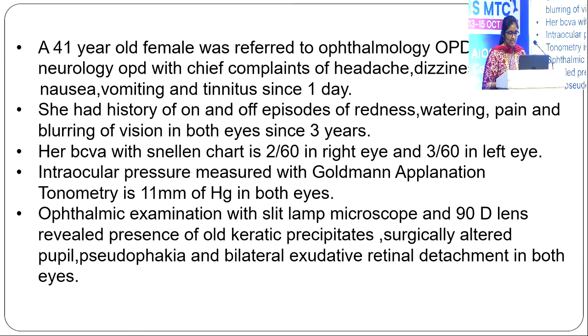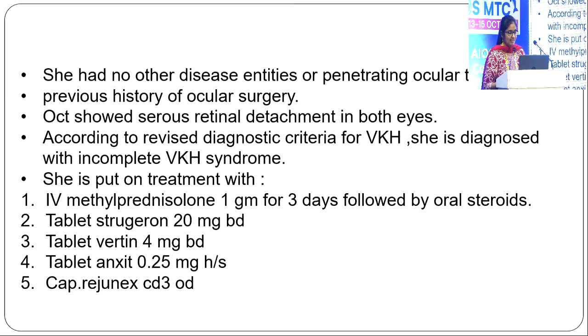Ophthalmic examination with slit lamp microscope and 90D lens revealed the presence of old keratic precipitates, surgically altered pupil, pseudophakia, and bilateral exudative retinal detachment in both eyes. She had no other disease entities, penetrating ocular trauma, or previous history of ocular surgery. OCT showed serous retinal detachment in both eyes. According to the revised diagnostic criteria for VKH, she is diagnosed with incomplete VKH syndrome.